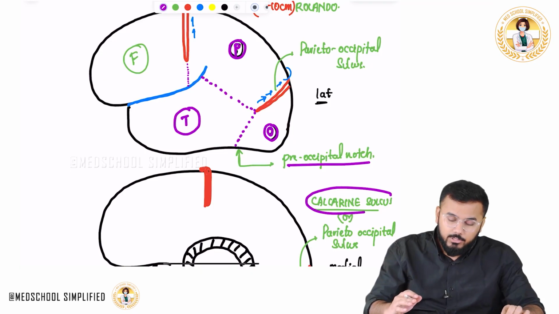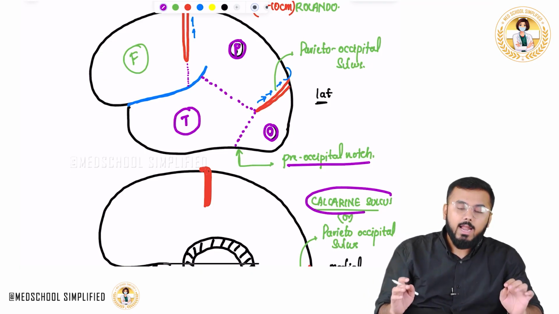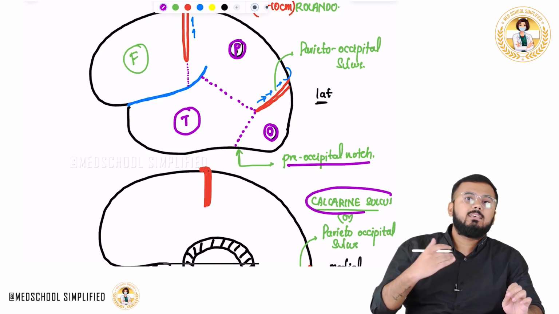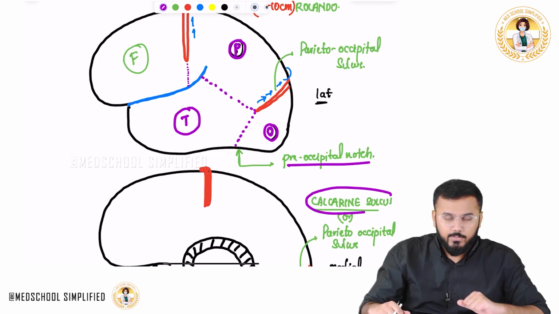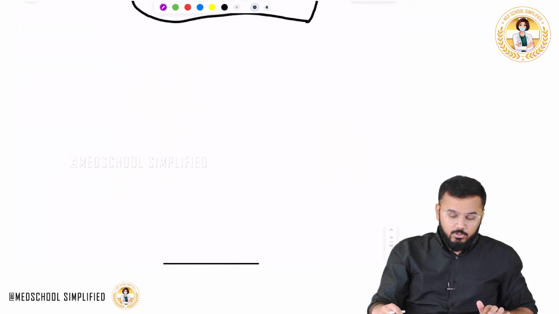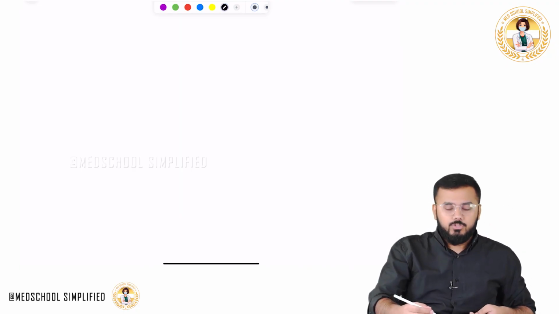Now the same picture, what we shall do is put the same picture back again, and then we shall discuss what the other sulci and the other gyri are that we have over here. Okay, so let us put up the same picture over here again, and then let us discuss the sulci and the gyri which we have here.